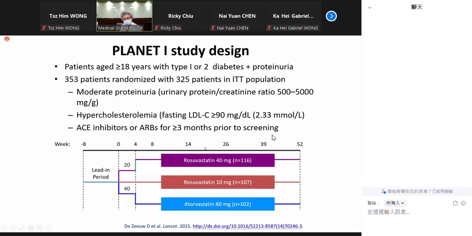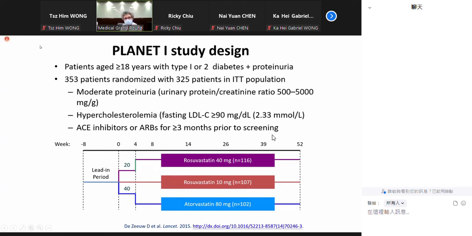So this is the study that I want to tell you. This is called the PLANET 1 study, okay? There were actually 2 studies, PLANET 1 and PLANET 2. One is in people with diabetes, the other one is without diabetes. This study was performed, and it took a long time for it to be published because the results were very disastrous for the sponsor, and so, not very nice for the PI as well.